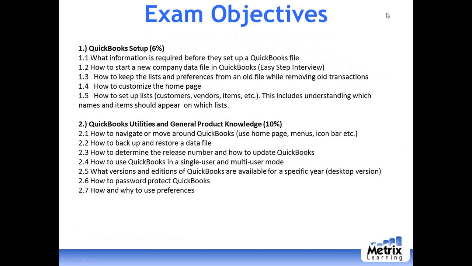So section number 2 is QuickBooks Utilities and General Product Knowledge. So you can see that this is 10% of the questions that are asked on the exam. Again, the exam itself is 50 minutes long, and it consists of 50 multiple choice questions. So you can see that's about 5 questions in this specific topic.